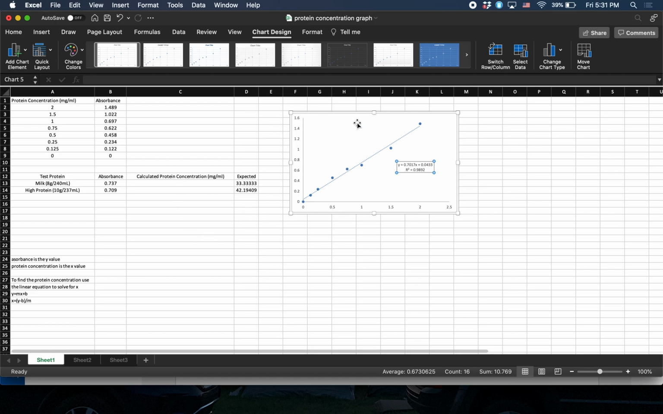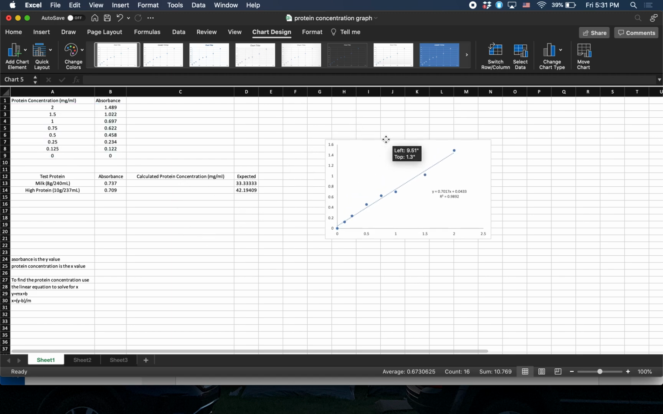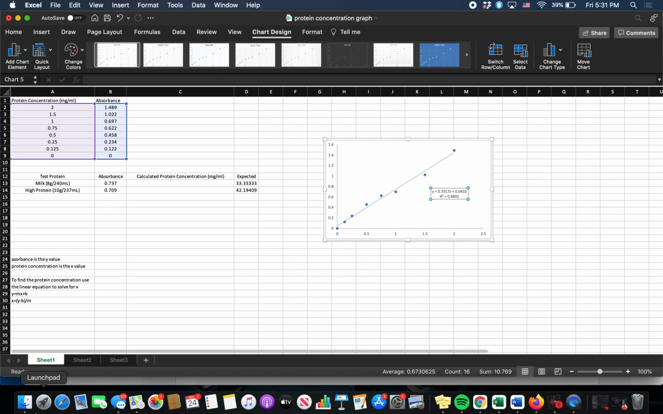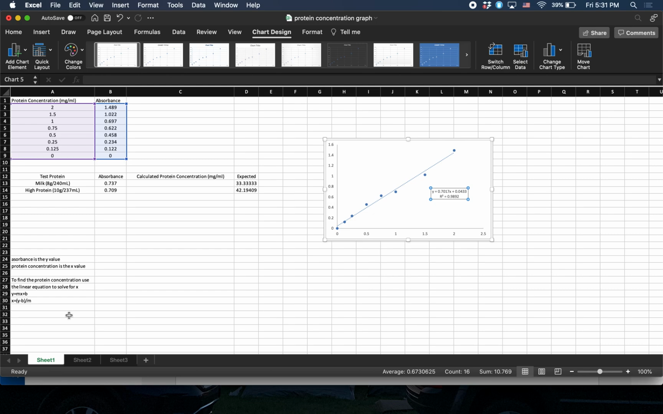So to find your protein concentration from your samples, you'll take your linear equation and solve for the protein concentration. The absorbance that we got from the Bradford assay will be your y value, and the protein concentration, the x. So for the milk and high protein, we have our absorbance, and we will use our linear equation to find the calculated protein concentration. The expected here is just what we know is the protein concentration from the milk and the high protein, and we can use that to compare our calculated to what is expected.